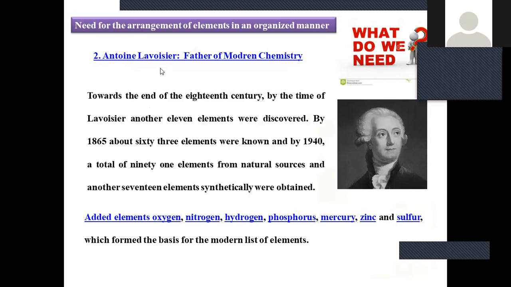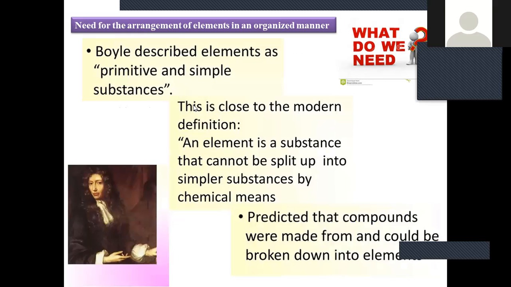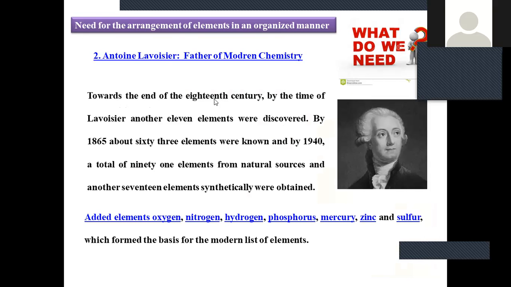Now let us move on to the second type of classification, which is provided by Antoine Lavoisier, considered the father of modern chemistry, towards the end of the 18th century. Robert Boyle belongs to the 16th century and Lavoisier belongs to the 18th century. By the time of Lavoisier, another 11 elements were added. 13 were known, and 11 more means 24 elements known at the time of Lavoisier. By 1865, about 63 elements were known to us. By 1940, a total of 91 elements were known from natural sources, and another 17 elements were synthesized in the laboratory.